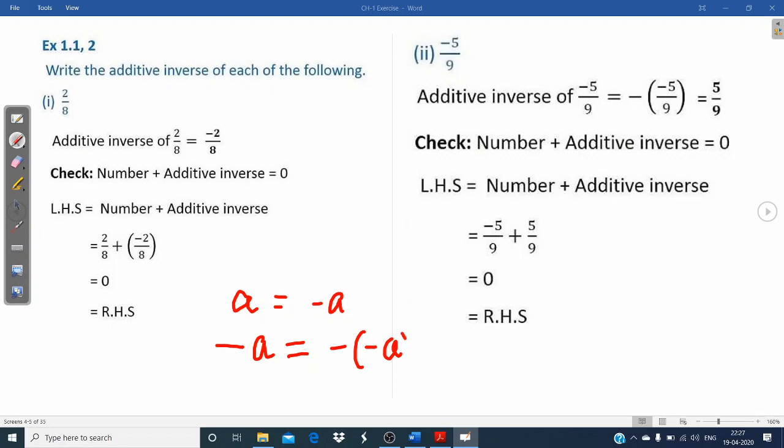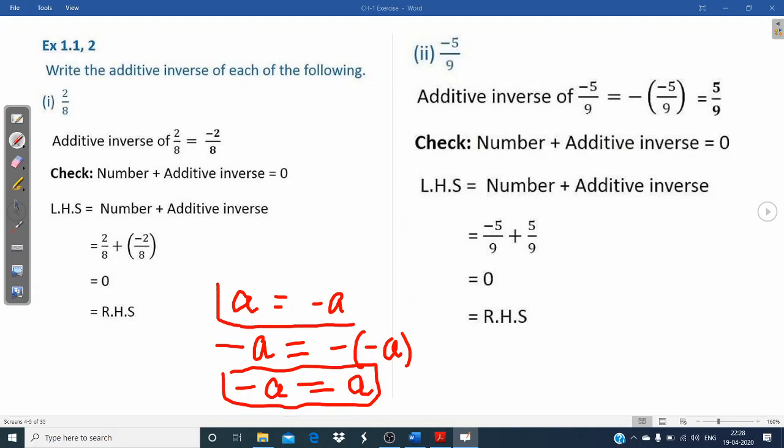So what final answer are you getting? Minus minus will become plus. So the final answer you are getting is a. So the additive inverse of minus a is what? A. And the additive inverse of a is what? Minus a. So only the sign is changing.